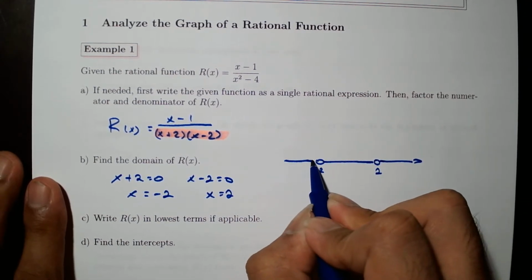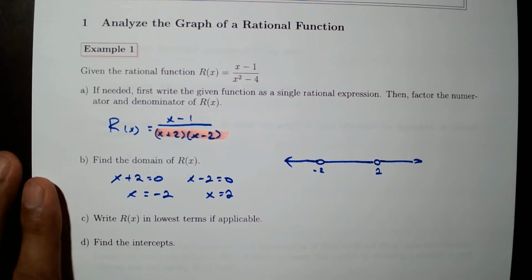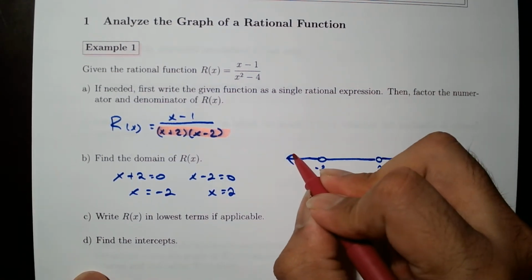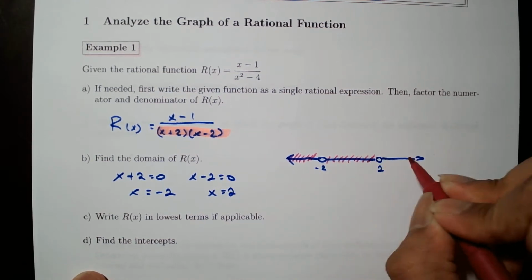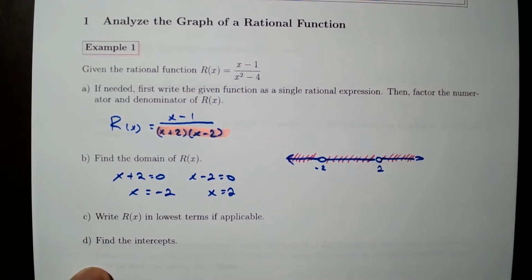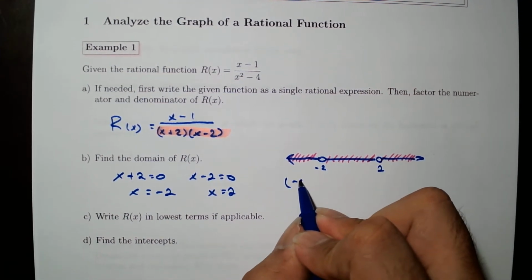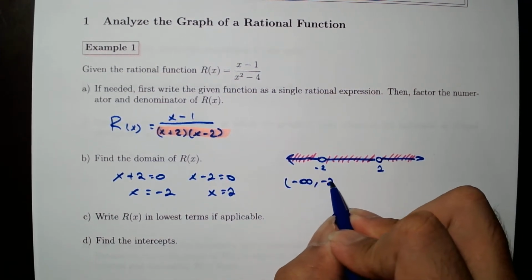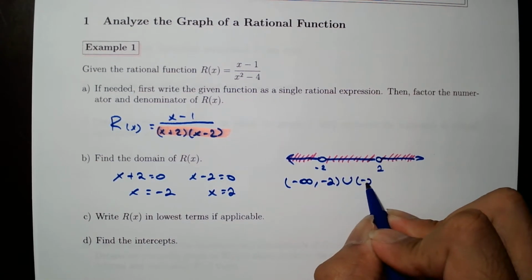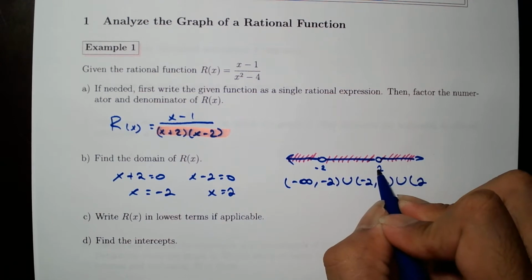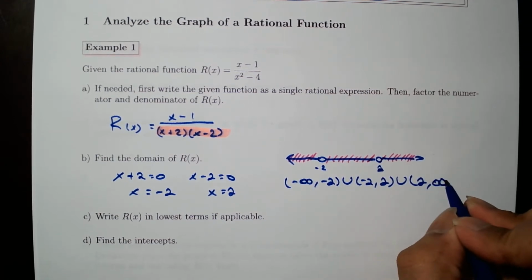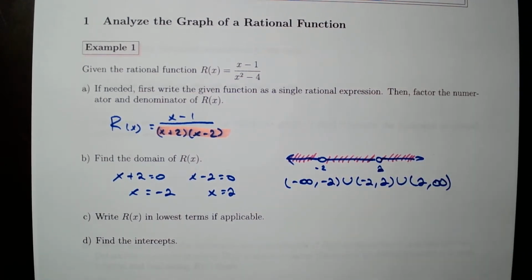Okay, so the function is only good for all real numbers except for the open bubbles. Writing this using interval notation, we get negative infinity to negative 2, union negative 2 to positive 2, union 2, that's a 2, looks like a 1, to positive infinity. So this is using interval notation.